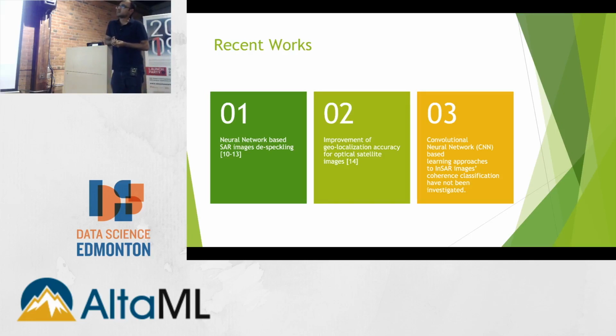The more recent works that you see in this area basically fall into three categories. There are some neural network based methods that do despeckling of SAR images. A SAR image has just the amplitude, so I'm not doing the interferometry there, I'm not subtracting the images. The second is methods that improve the geolocalization accuracy for optical satellite images. And the most important thing is that at the time that I started this research, there weren't really any CNN based methods that try to either denoise it or classify the coherence. So that's why we thought of starting the investigation, and I'm sure as of now there might be at most one or two methods that do exactly this.